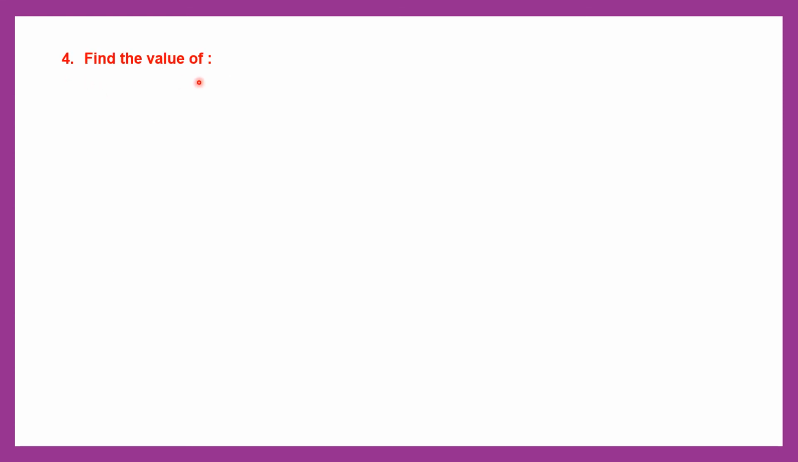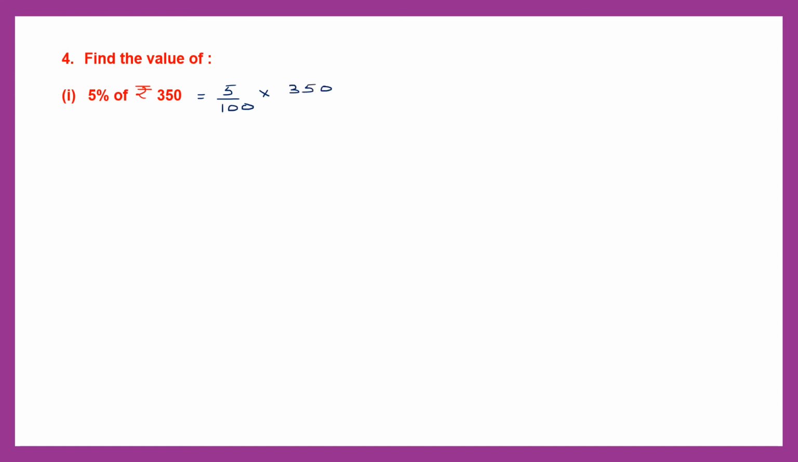Question 4. Find the value of, first one, 5% of rupees 350. Here, what are we doing? We're finding the percentage of a quantity. When you have a number given with the percentage sign, divide that by 100. So 5% means 5 by 100. So let's write that. This is 5 by 100 of, which means into 350.